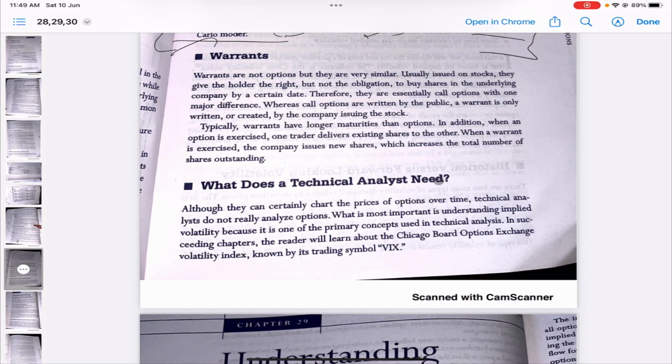What does a technical analyst need? Although they can certainly chart the prices of options over time, technical analysts do not really analyze options. What is most important is understanding implied volatility, because it is a very important concept. The Chicago Board Options Exchange Volatility Index is known as VIX. We will learn about the VIX index in the next chapter.